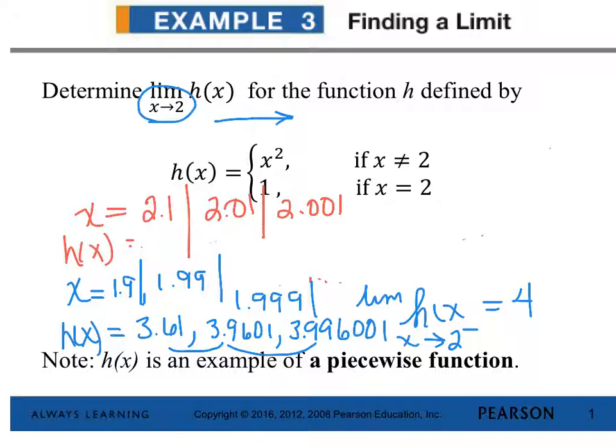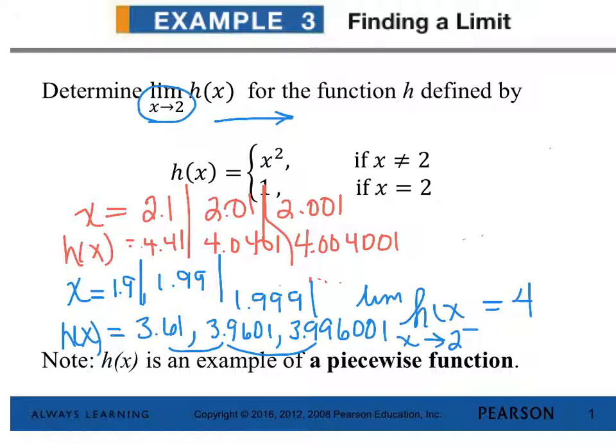So when you take 2.1 and square it, you get 4.41. And when you take 2.01 and square it, you get 4.0401. And then when you take 2.001 and square that, you get 4.004001.